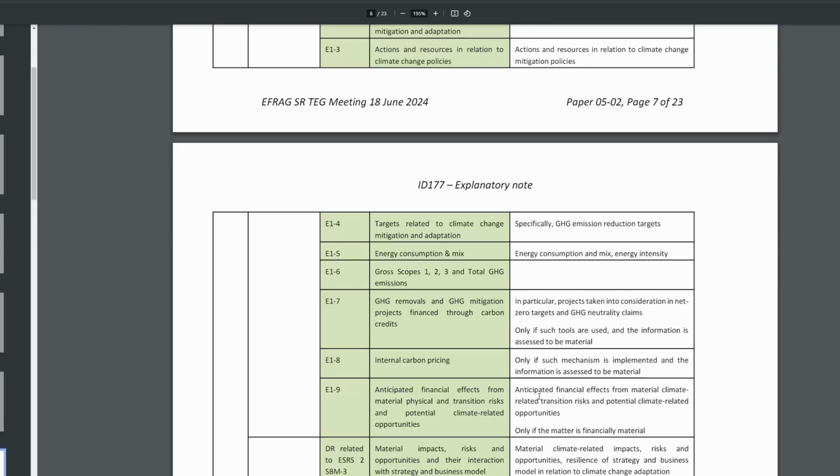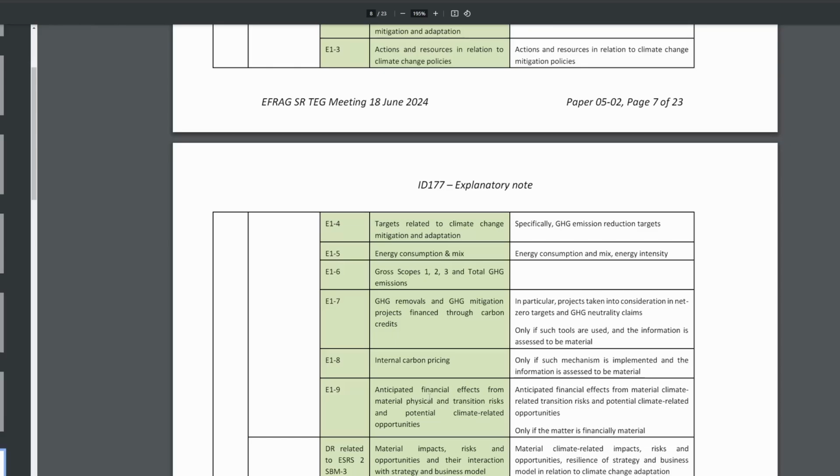So what EFRAG is doing here is they are providing some of those interpretive tools that we need to now exercise our judgment. Before this document was released, as a sustainability professional, we would have read through E1.9 and we would have had to make this connection ourselves. We would have read through it and we're saying, okay, everything that E1.9 is talking about appears to relate to financial effects.